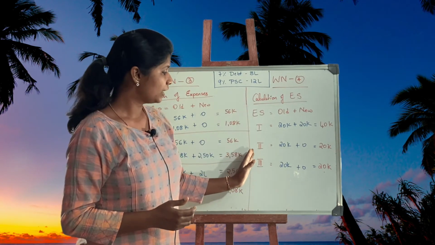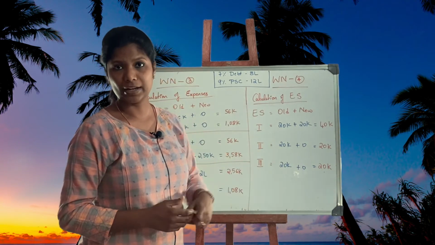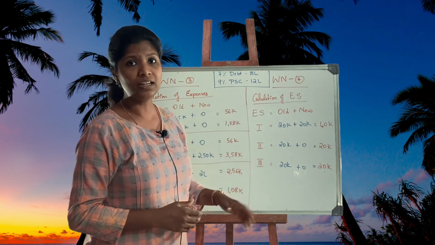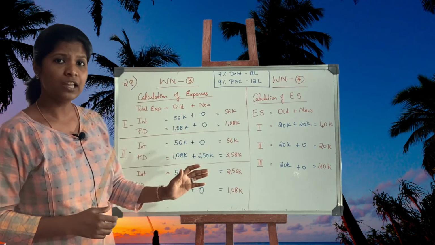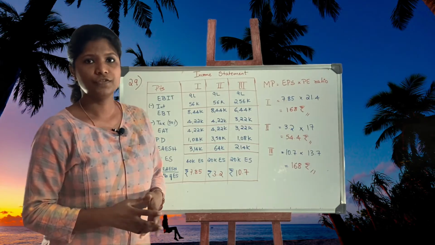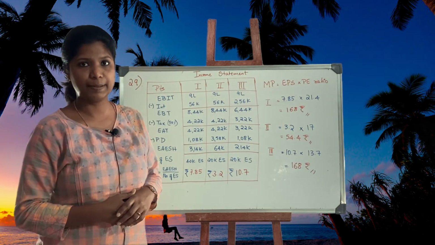So the total for the second plan is 20,000 and the third plan is also 20,000. This is the calculation of equity shares for all the 3 plans. So we have completed all the 4 working notes, and we'll move on to the income statement now.